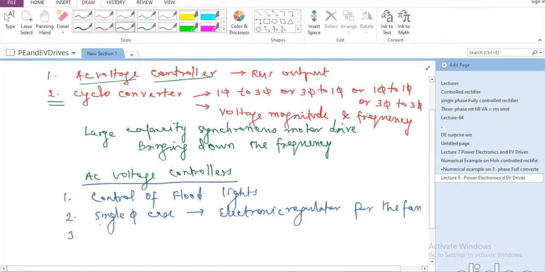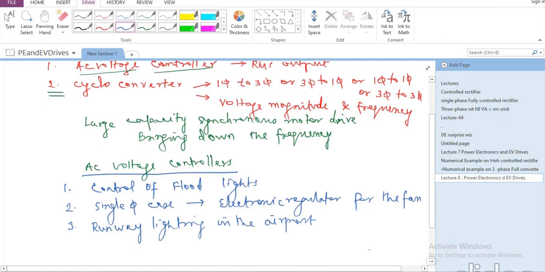Another major application for the AC voltage controller can be in the airport. If you look at runway lighting in the airport, depending upon the foggy conditions or the weather conditions, it can have very high intensity light, or you might decrease the intensity of the light in the runway. Those things are again done with the help of AC voltage controller.